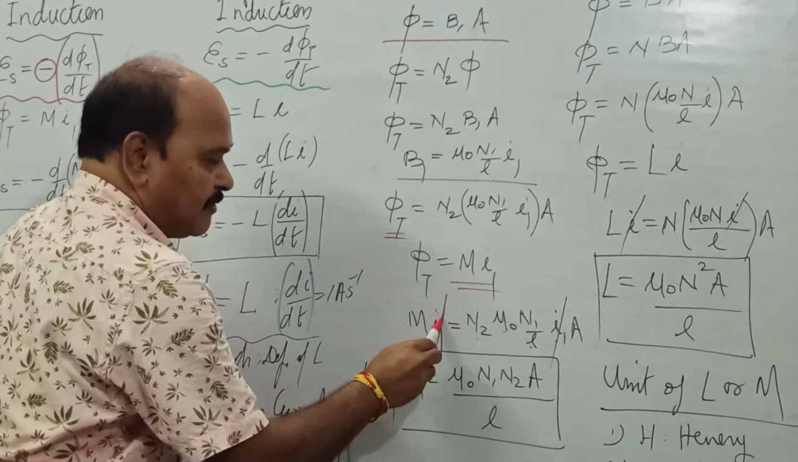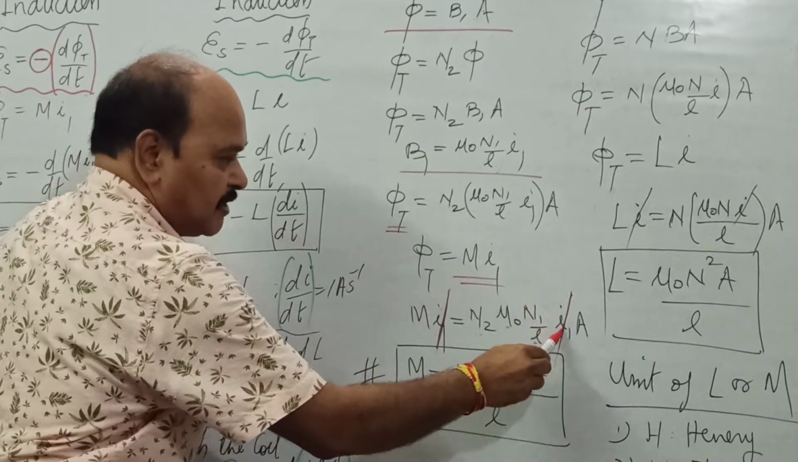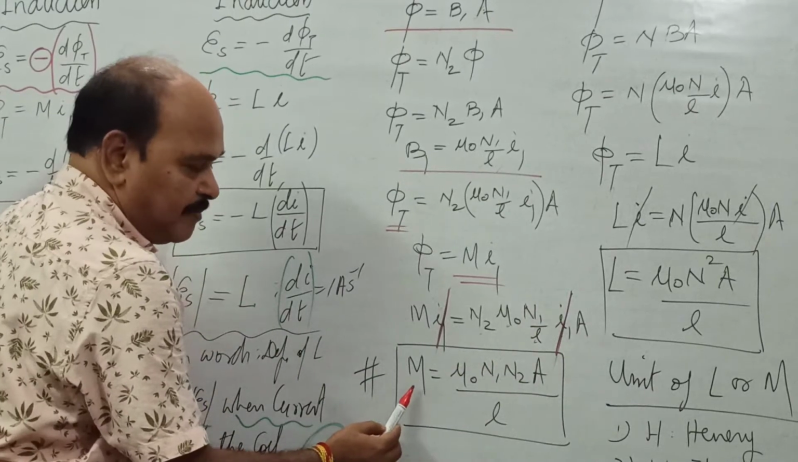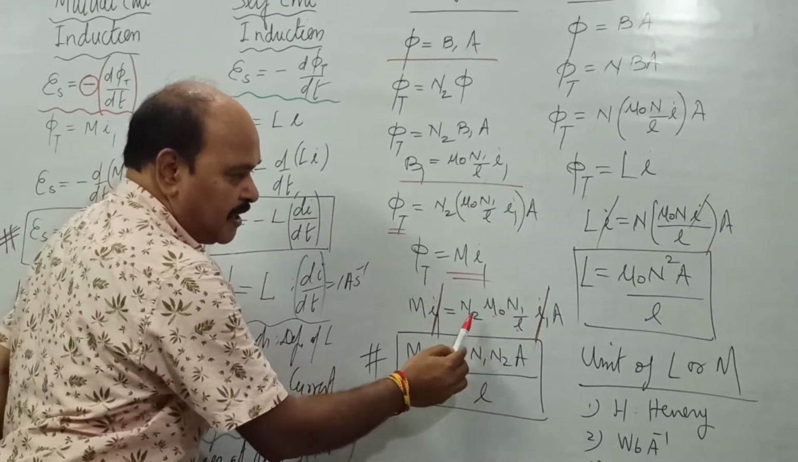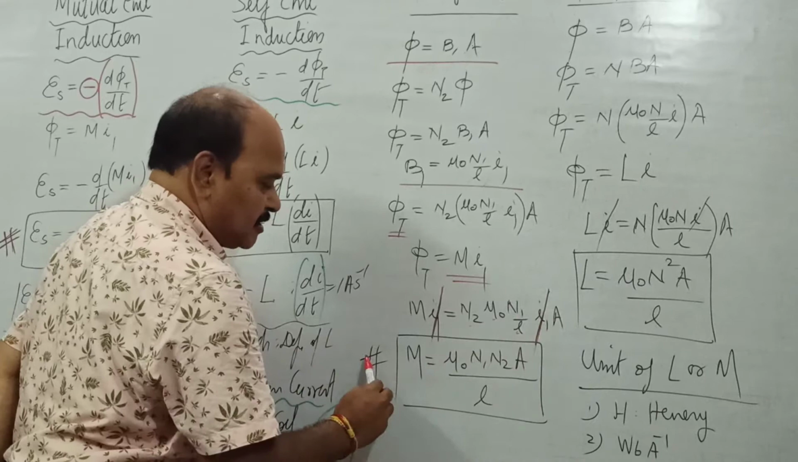You can see that I1 cancels out. So what are we left with? We are left with M. M is equal to mu naught N1 N2 A by L. This is the formula for M.